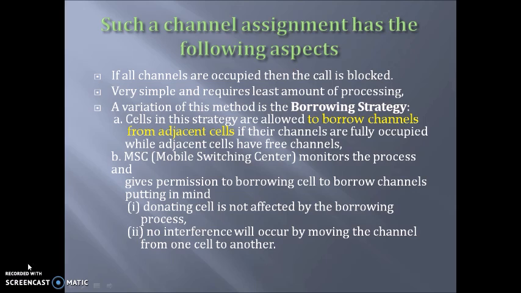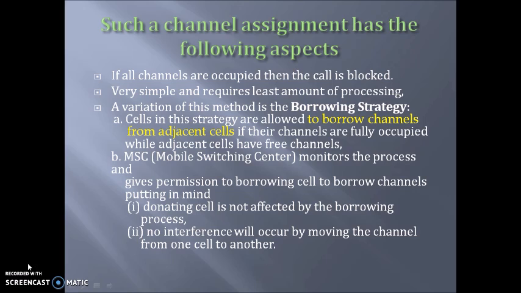Next, this will explain the characteristics of a fixed channel assignment. If all channels are occupied, then the call is blocked. This is a very simple channel assignment and it requires the least amount of processing.